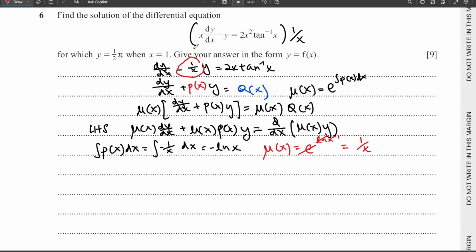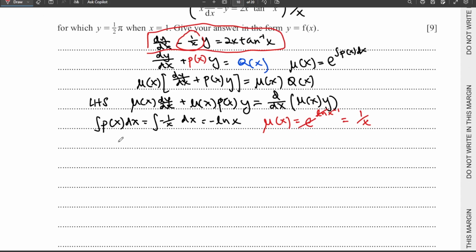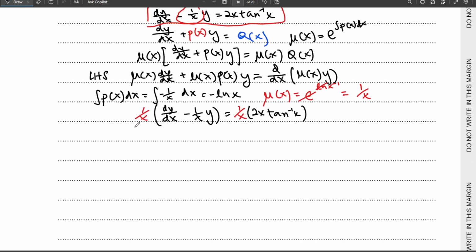So going back to this original differential equation, I'll multiply both sides throughout with this 1 over x. And so as we already proved, the left hand side will reduce just to become the derivative of the integrating factor, which is 1 over x multiplied by y, which is our dependent variable. And on the right hand side, we're just going to do the algebra like that.